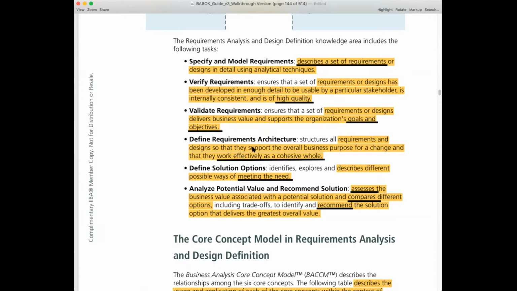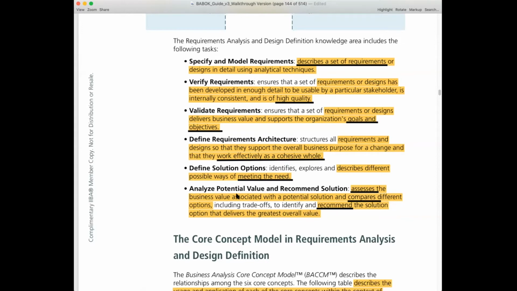And then define requirements architecture is where we want to make sure that all of the requirements and designs are supporting one another, and that they are forming a cohesive whole, right? They're painting a full picture, and that they are supporting the overall purpose of the change. Define design options, that's where we're going to be exploring all of the different ways to meet the need, and then we're going to eventually be selecting one, but we still have to identify all of the potential ways of meeting a particular need or set of requirements.